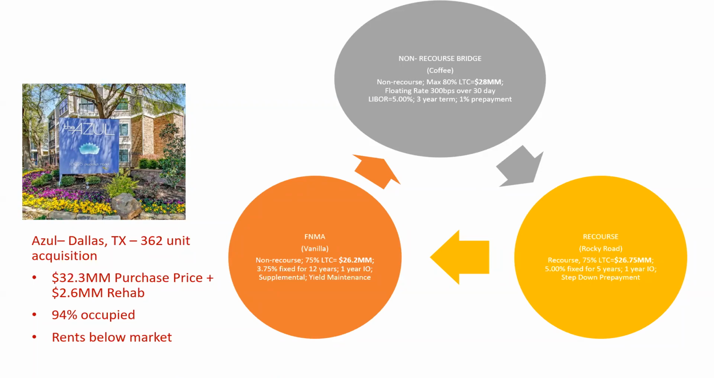And then we looked at non-recourse bridge. So this is where non-recourse bridge is interesting. It went up to $28 million. So it's about $2 million more in loan proceeds than Fannie. It was a floating rate 3-year term and a 1% prepay. Recourse was about 27 million, 5% for 5 years.